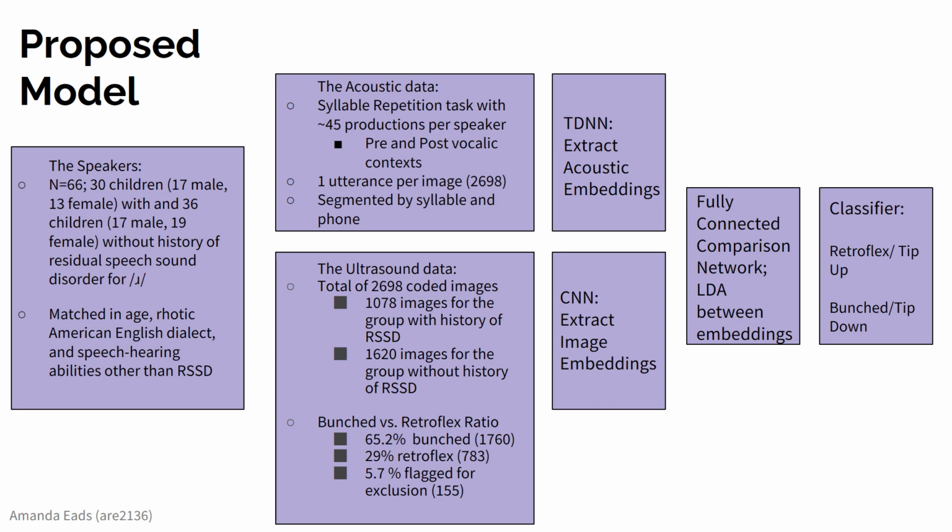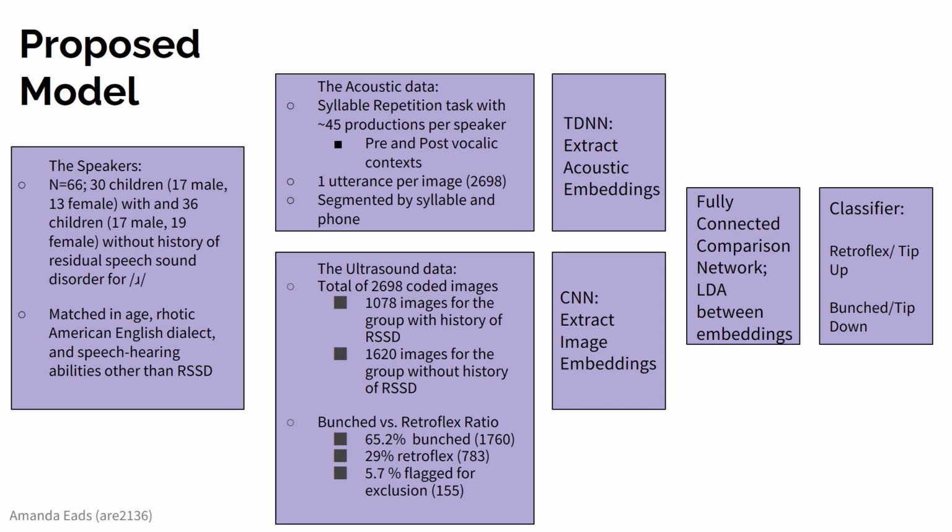And we have ultrasound data corresponding to the acoustic data. I've coded around 2,700 images for bunched and retroflex shapes. These are split across the two groups, not quite evenly because of the difference in group sizes. The bunched to retroflex image ratio is about one-third retroflex to two-thirds bunched, so it's slightly imbalanced.